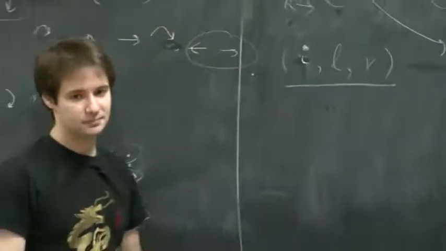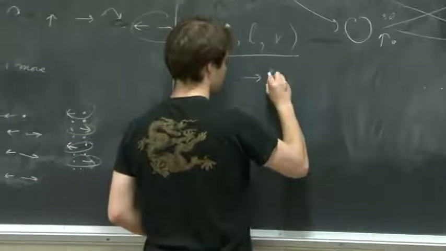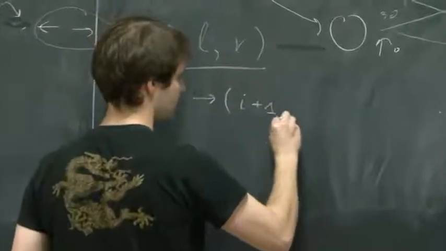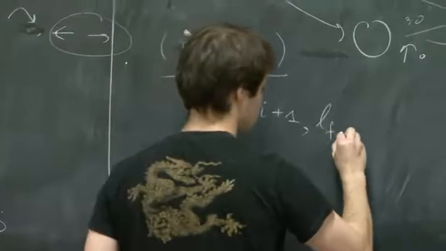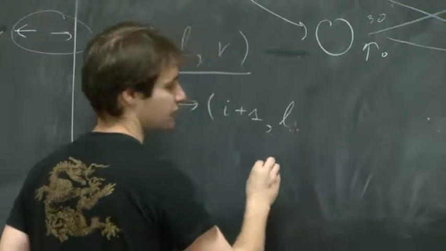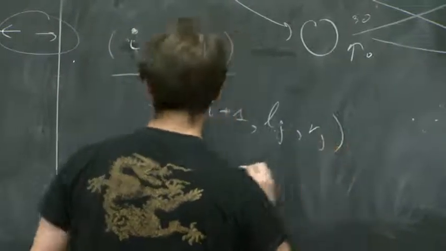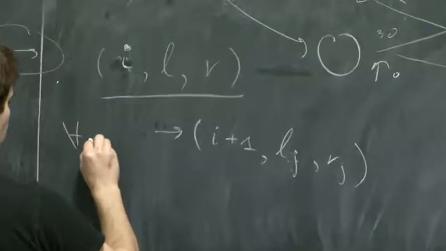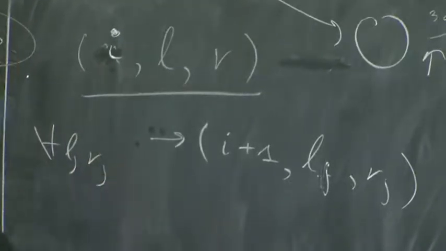Yep. So I connects to I plus 1, and then all possible destinations, right? Yeah. So I'm going to say left, this is after the jump. So left after the jump and right after the jump. And this is for all possible left after the jump, right after the jump.